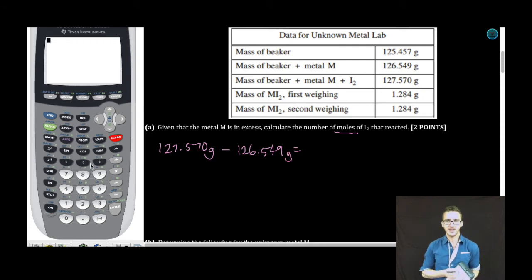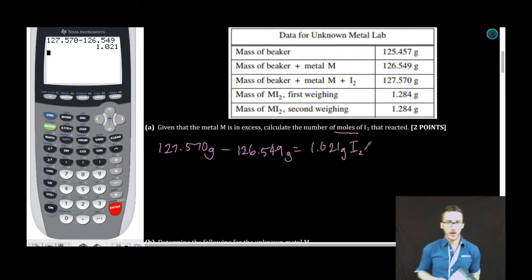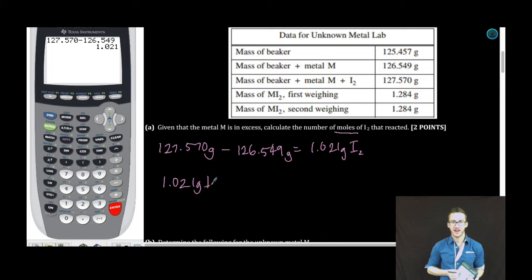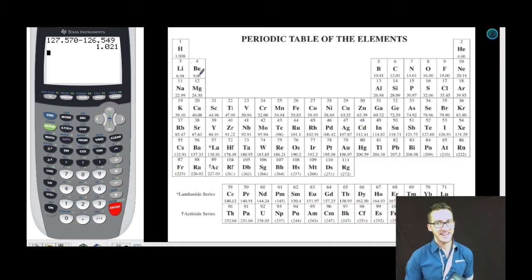The difference between those two then is going to be the mass of just the iodine. Quick trip to the calculator. 127.570 minus 126.549 is 1.021 grams of iodine. Feeling good about myself, but remember it asked for moles, so I'm going to take that 1.021 grams of iodine and convert it to moles. 1 mole of iodine has a mass of 253.82 grams. I just took my handy dandy periodic table, found iodine, multiplied it by 2. Boom.